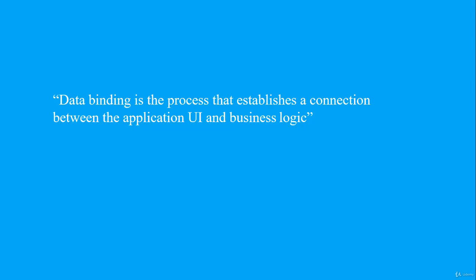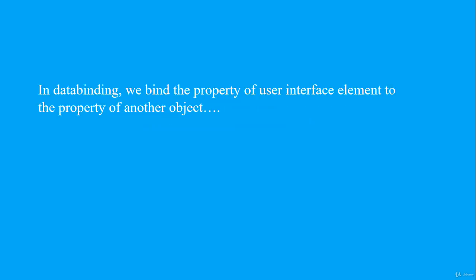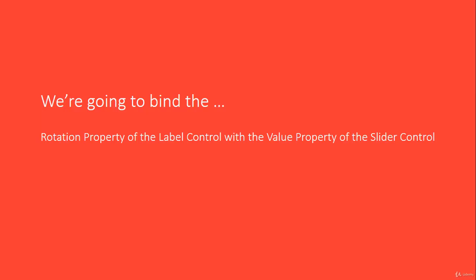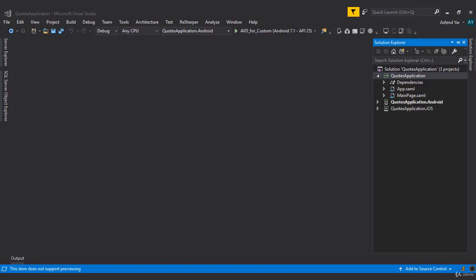automatically. Data binding is not limited to the UI and business logic. We can also use data binding in our XAML files. In data binding, we bind the property of a user interface element to the property of another object. For example, in our case, we are going to bind the rotation property of this label to the value property of the slider. So when the value of the slider changes, the rotation property of the label will also be changed. Let's see how we can achieve this in our Xamarin Forms application.